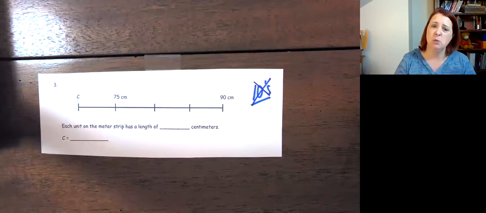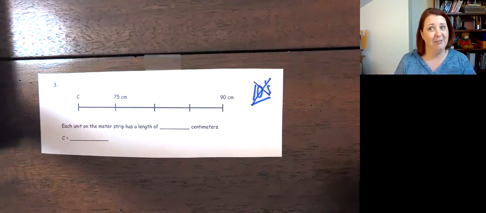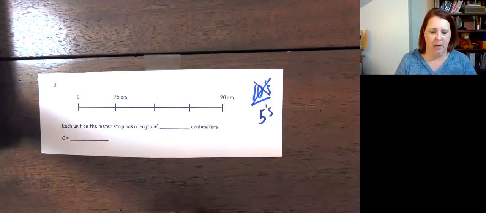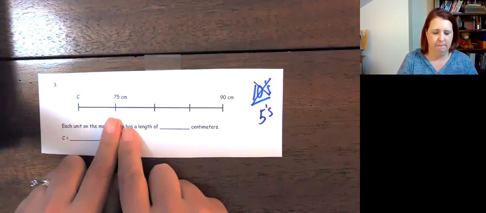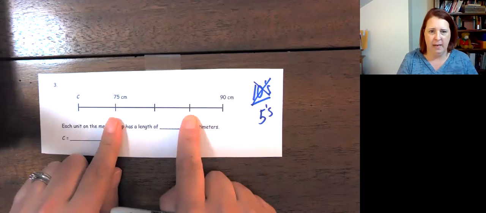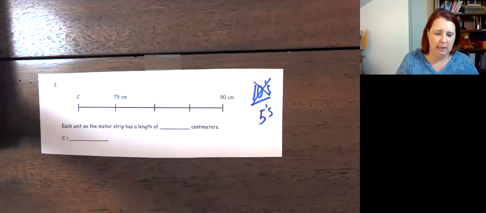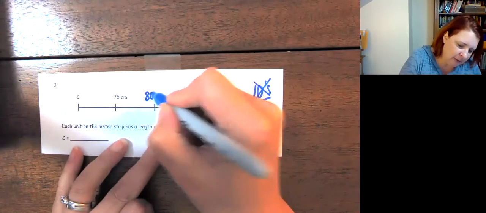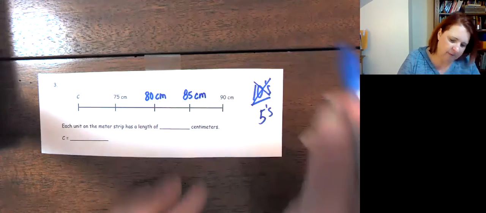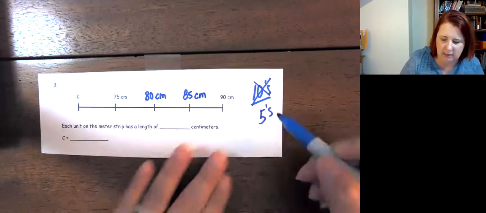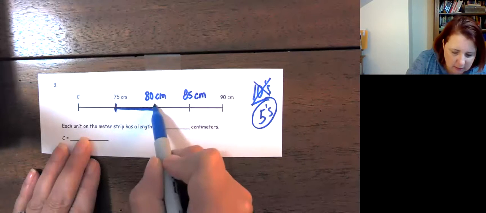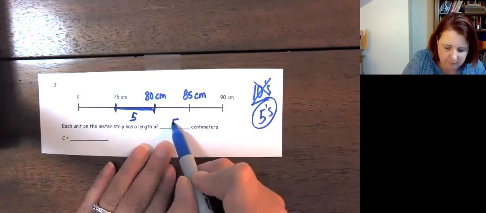What's the next one you know that's lower? That's right, you know how to count by fives. So let's try the fives. All right, so this is 75. This would be 80. This would be 85. And this would be 90. All right, we did it. So this is 80, and this is 85. So we know the interval then, the fives worked. So this space in between is 5 centimeters.